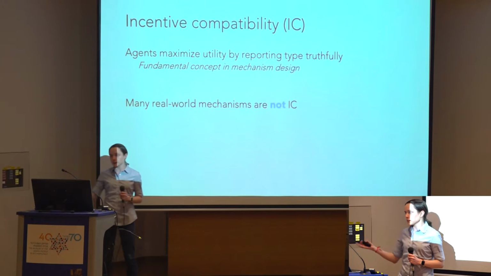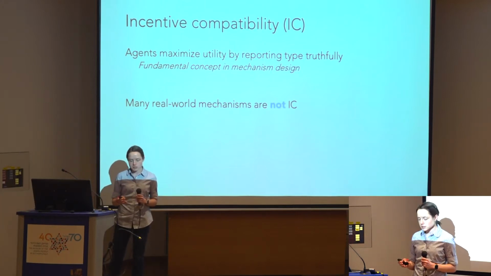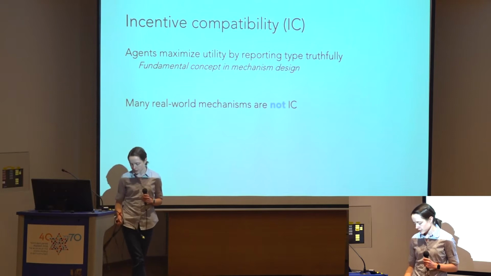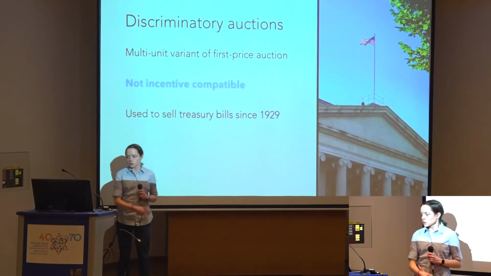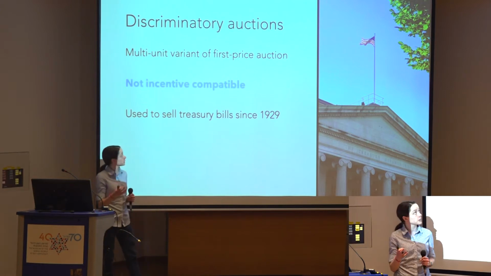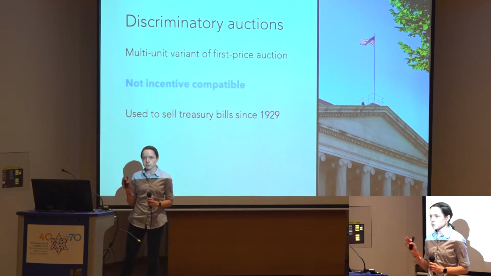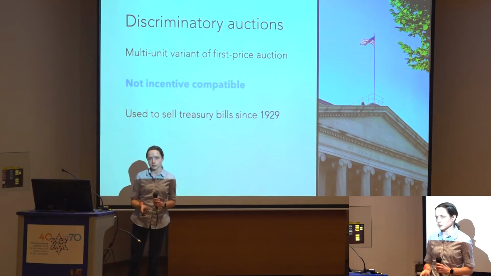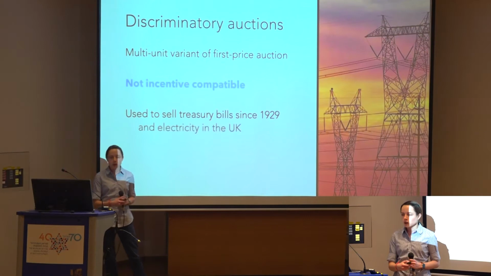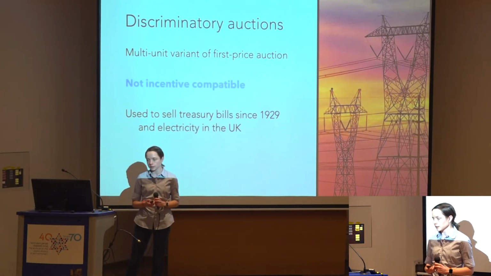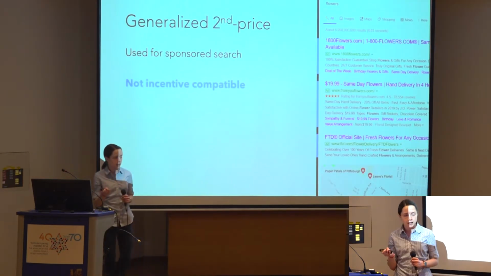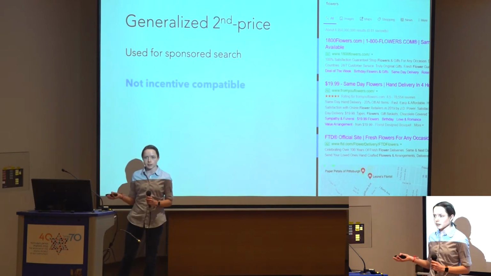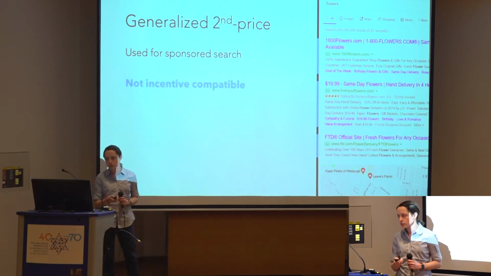So despite all the nice properties of incentive-compatible mechanisms, many real-world mechanisms are not incentive-compatible. So these include, for example, discriminatory auctions, which are basically a multi-unit variant of the first price auction. They're not incentive-compatible, yet they've been used to sell treasury bills in the United States since 1929. And they're also used to sell electricity in the United Kingdom. Another example of a non-incentive compatible mechanism is, of course, the generalized second price auction, which is used for sponsored search auctions.